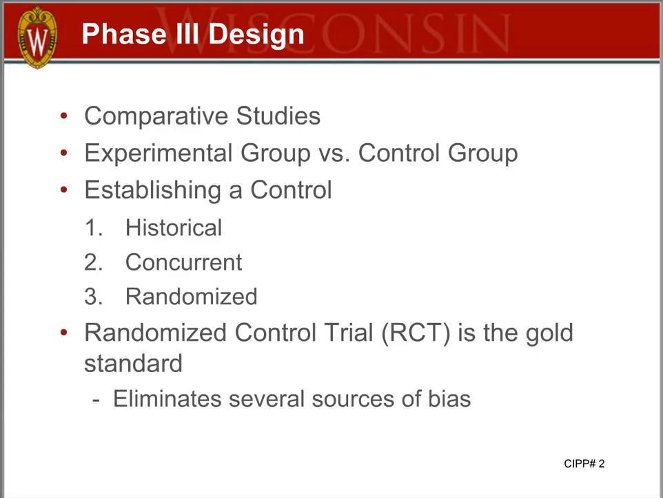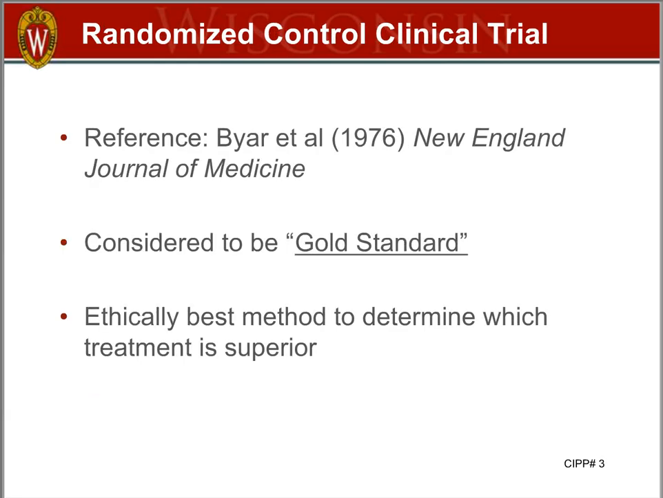And I alluded earlier that we have 3 types of ways of establishing control: historical control, what we do now to what we used to do; concurrent control, comparing what we do here to what they do in another institution; or the randomized control. We tend to favor the randomized control trial as the gold standard because it eliminates many sources of bias. A nice discussion of this issue is presented by David Beyer and colleagues in 1976 when these issues were being debated, considered to be ethically the best method to determine which treatment is superior.